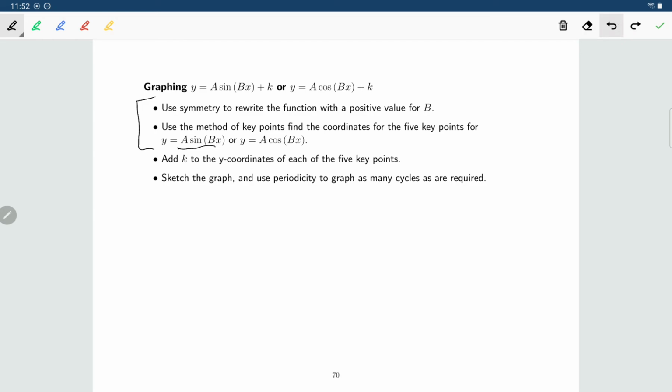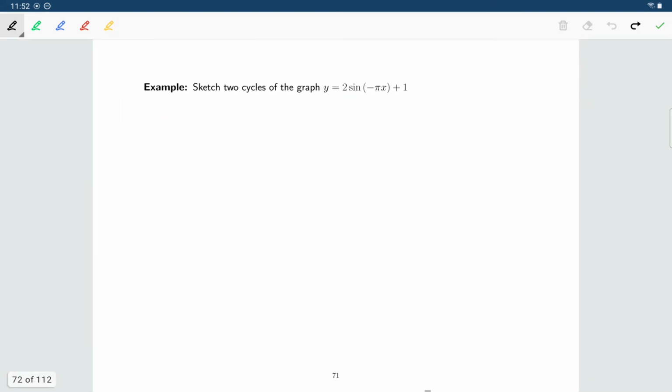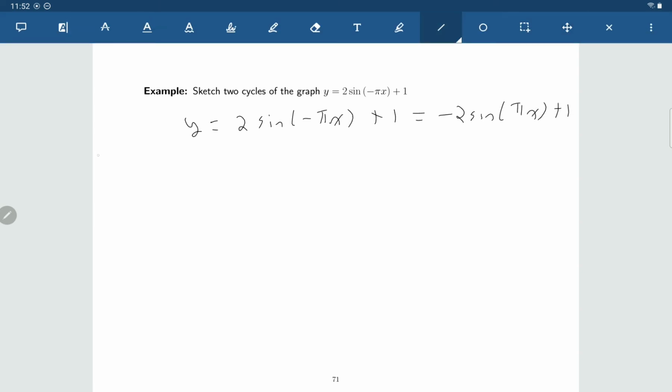And then there we go. That's pretty much it. There's nothing really terribly exciting here. It basically starts out exactly the same way, and then we just have to do a vertical shift at the end. So here we're looking at this graph of 2 sine negative pi x plus 1, and I know that 2 sine of negative pi x plus 1 is the same thing as negative 2 sine of pi x plus 1. So that's the function that I'm going to think about.